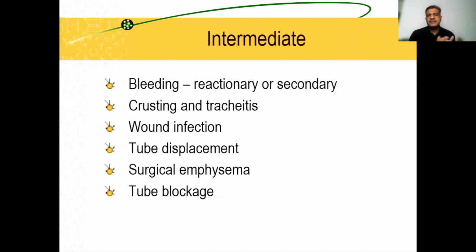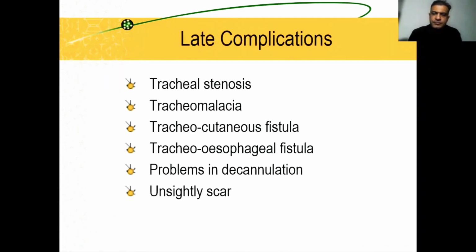Intermediate complications generally happen while the patient is in the ICU. There is a chance that the tube may come out, so dislocation of the tube may happen. The tube can get blocked because of secretions. There can be surgical emphysema. There can be infection of the surrounding wound. Obviously, there's a tracheostomy tube inside, so there is a chance of crusting around the trachea. And there can be some reactionary or secondary bleeding.